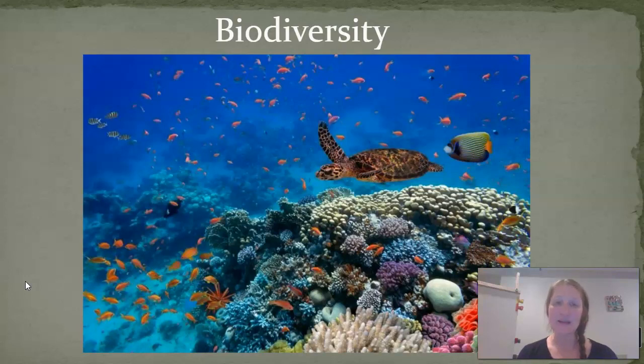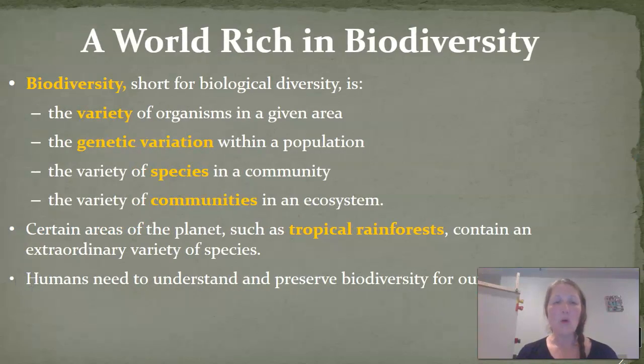So we're looking at biodiversity. When we look at biodiversity, we're looking at the definition: the variety of organisms in a given area, the genetic variation within a population. So if you have a lot of organisms, just how genetically similar or different are they from one another? The actual variety of species within a community, and then how many communities are within an ecosystem. So if you recall back, we had community and ecosystem as two of our definitions. We looked at starting with a species, then at a population, community, and then an ecosystem.